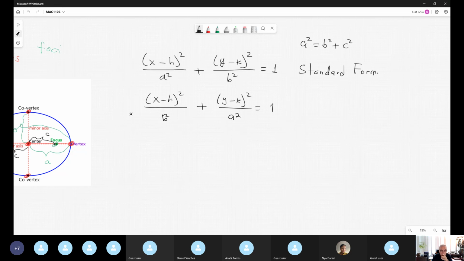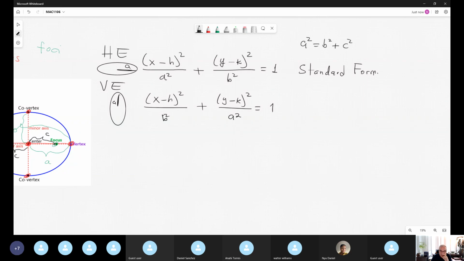Therefore, this ellipse looks like that, and this ellipse looks like that, because the major axis is A here, and the major axis is associated with X. In the colloquial way, not in the book, it is a horizontal ellipse, and it's a vertical ellipse. Makes sense, right? Who is H and who is K?